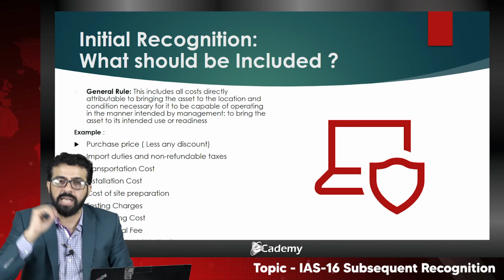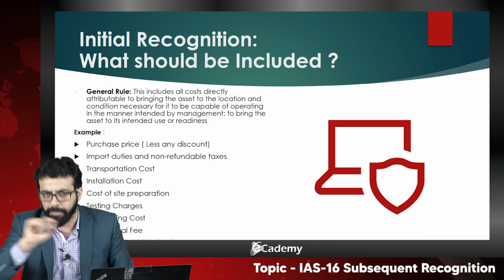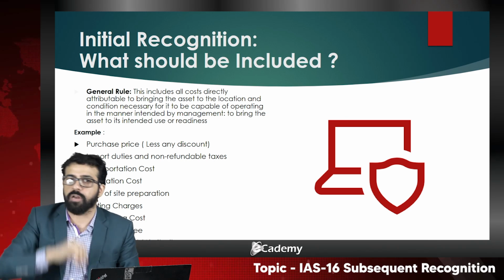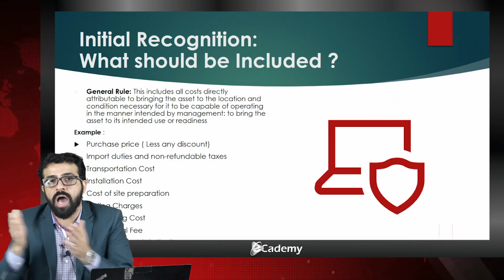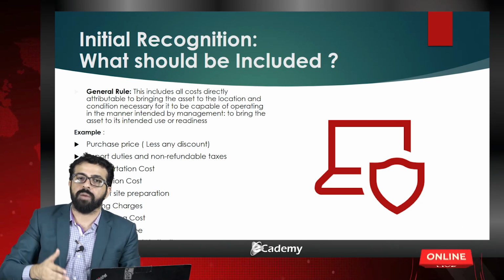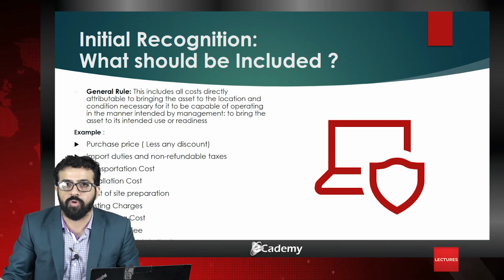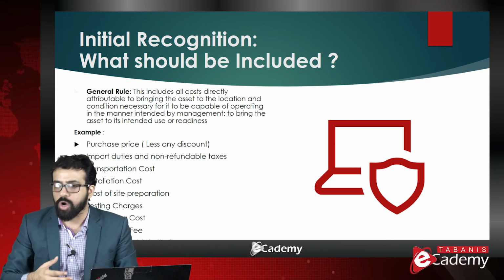Another important cost is, I'm skipping testing charges for a reason, but I will cover it later in this slide. The next is the professional fee. I'm also skipping dismantling cost for a reason. Professional fee: sometimes you need to hire a professional or a supervisor in order to guide you, for example, in order to have a survey.